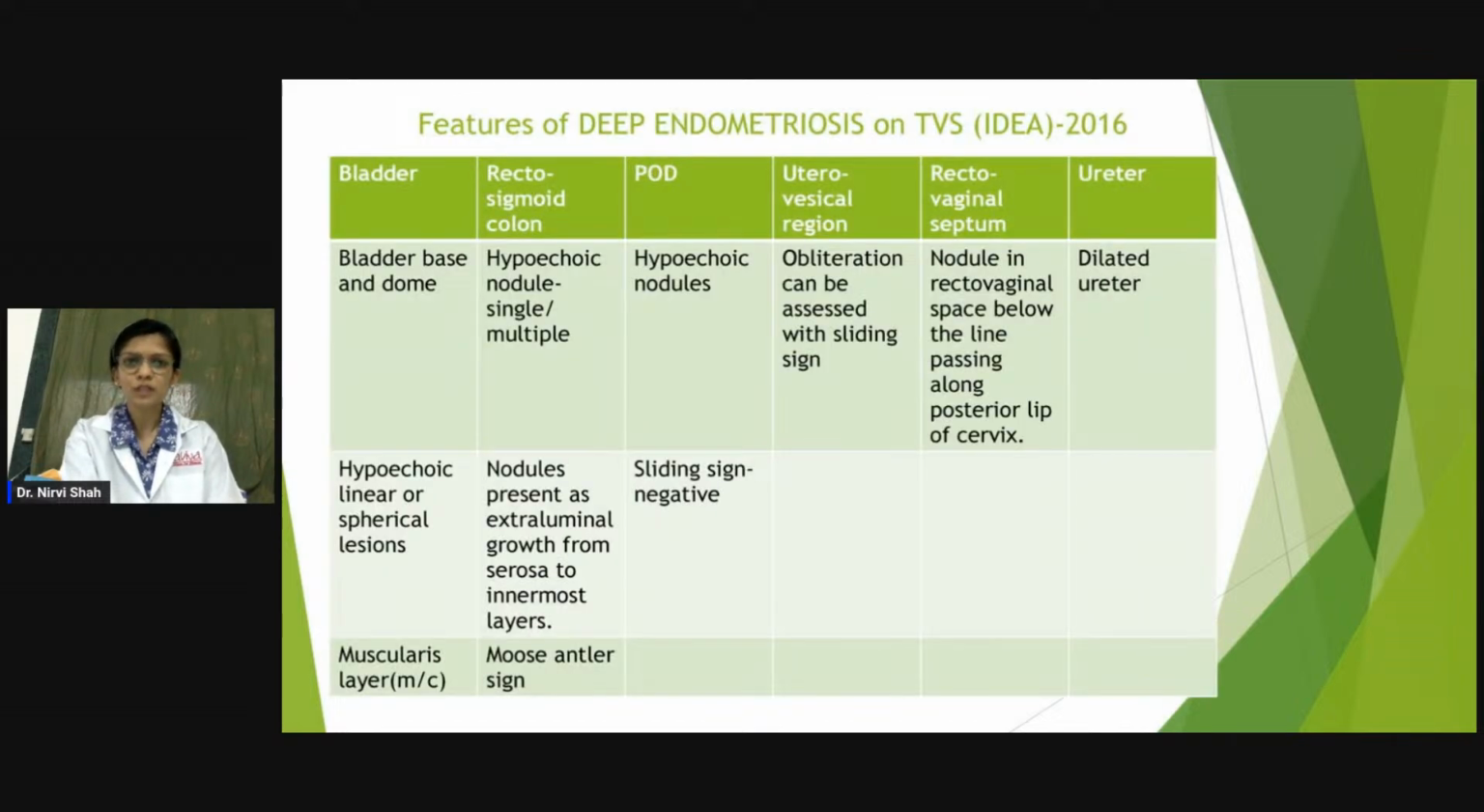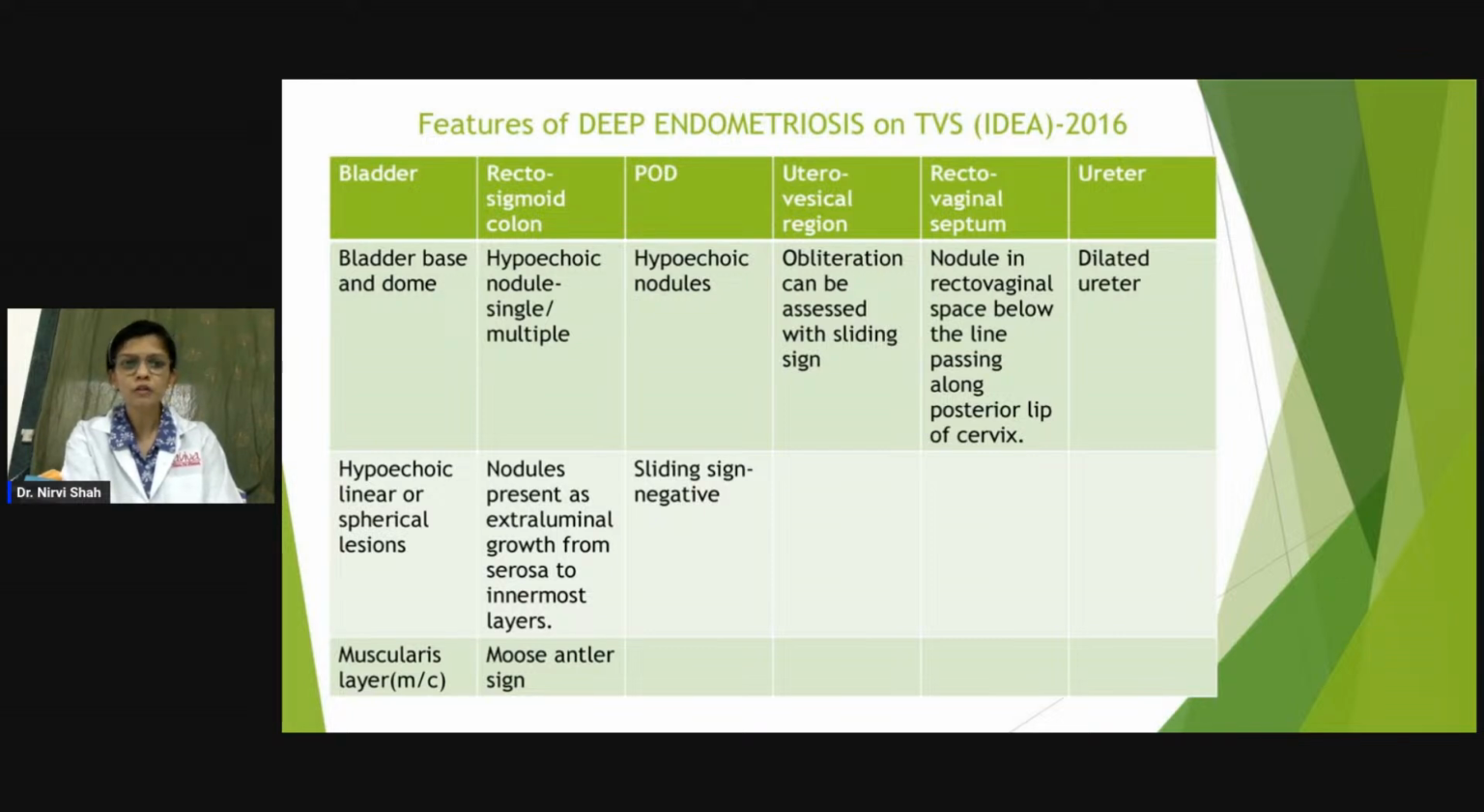Now let's come to deep endometriosis. Deep endometriosis can affect multiple organs in the anterior and the posterior compartment of the pelvis. In the bladder, the most common sites are the base and the dome of the bladder. Usually it involves the muscularis layer, and doesn't involve the submucosa. In the rectosigmoid colon also, mostly nodules are present.